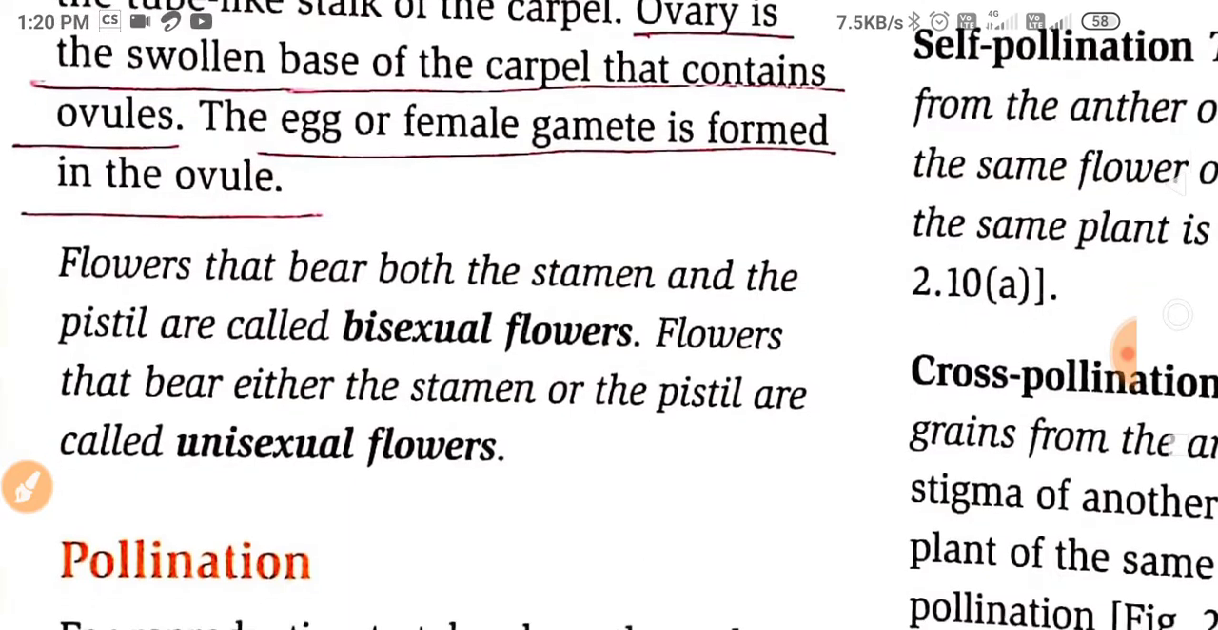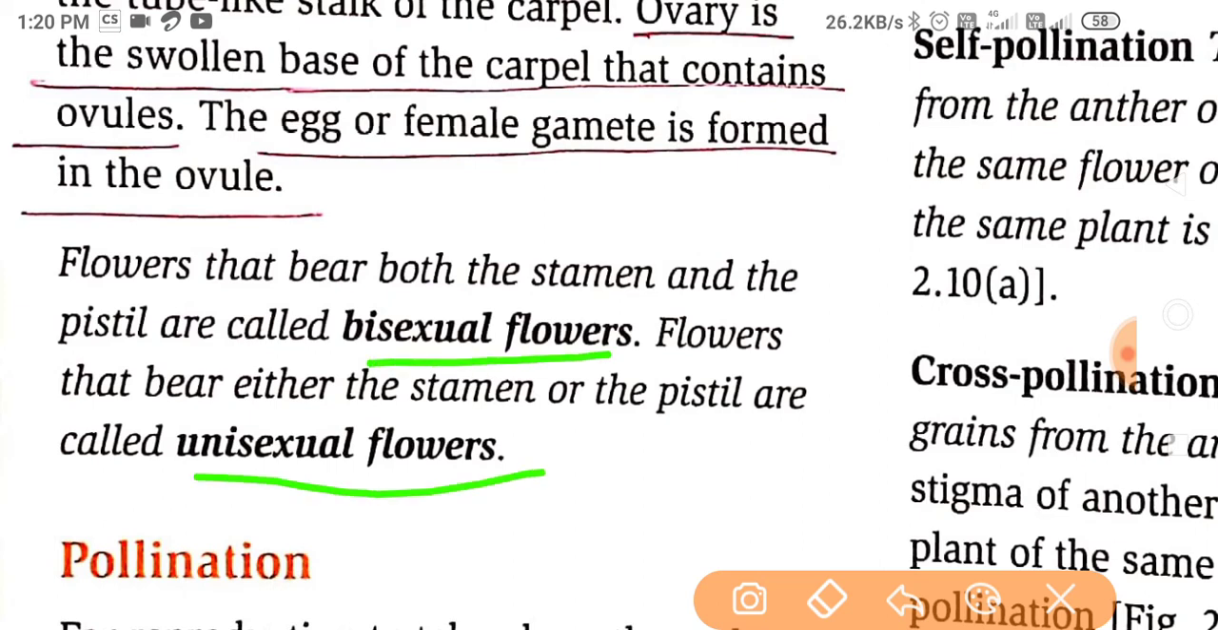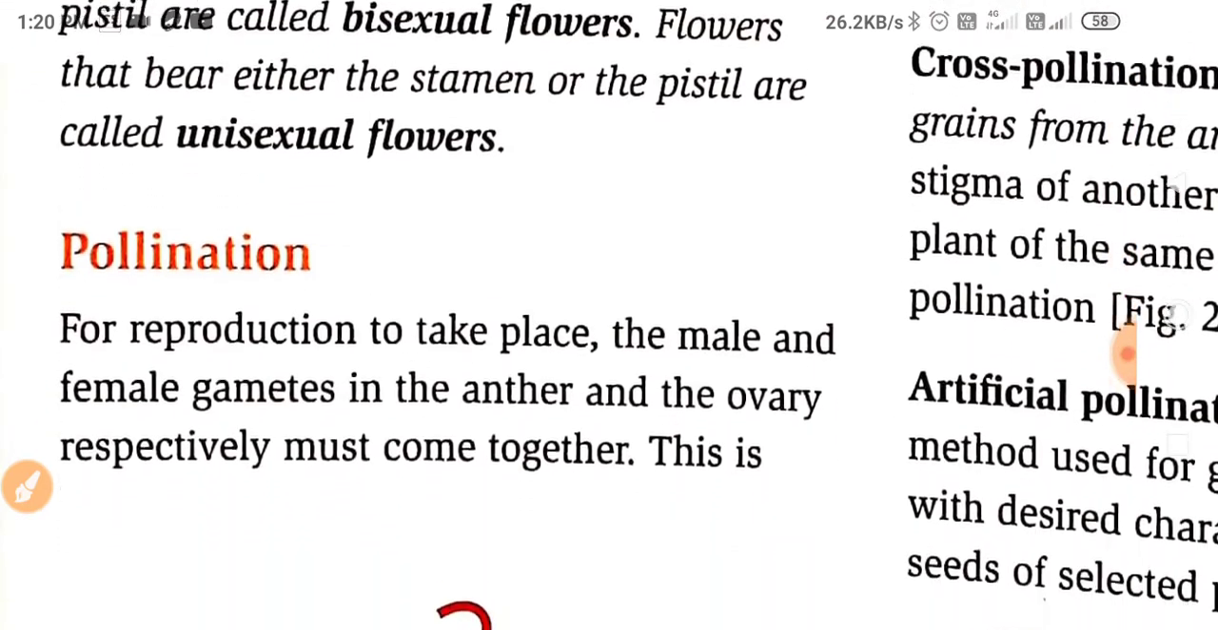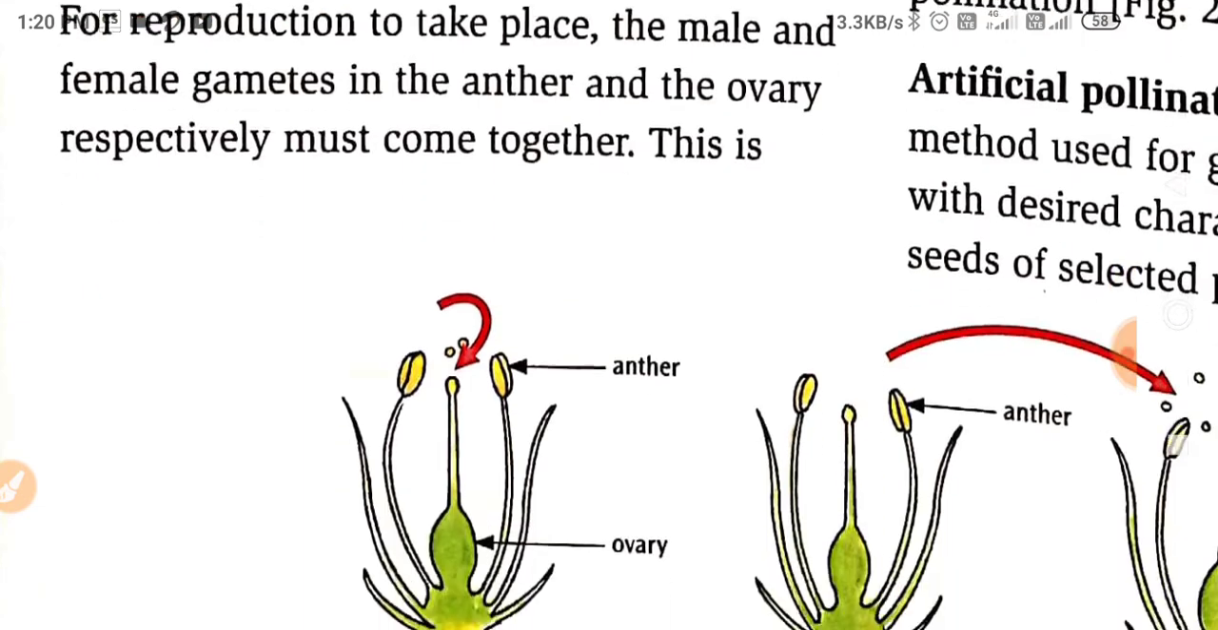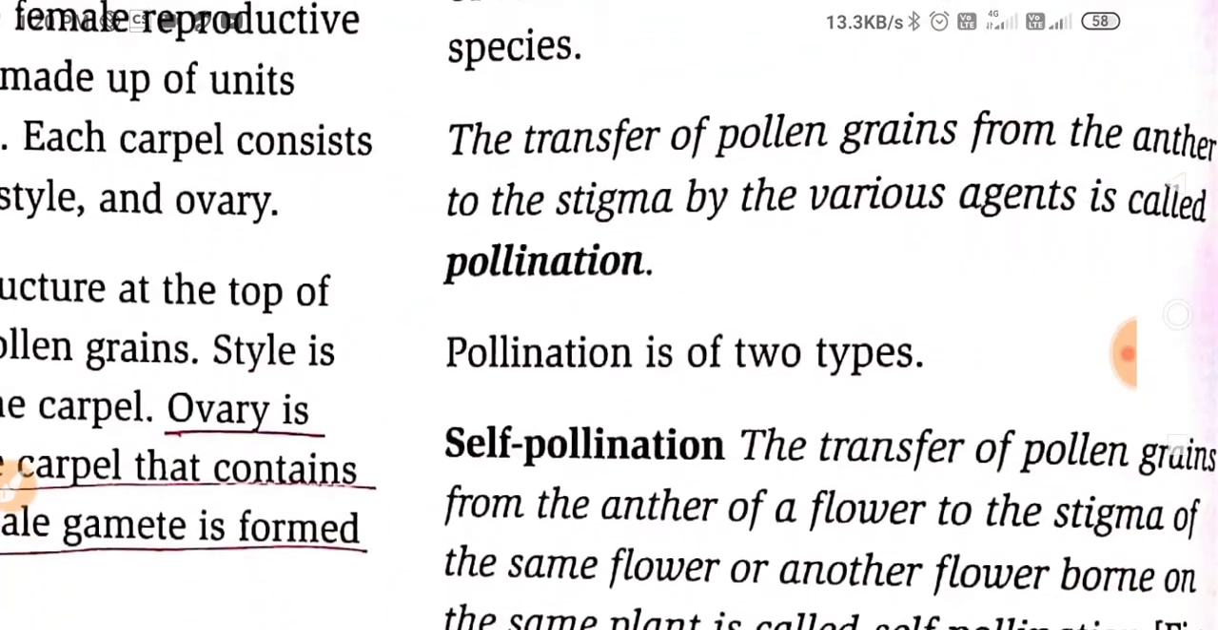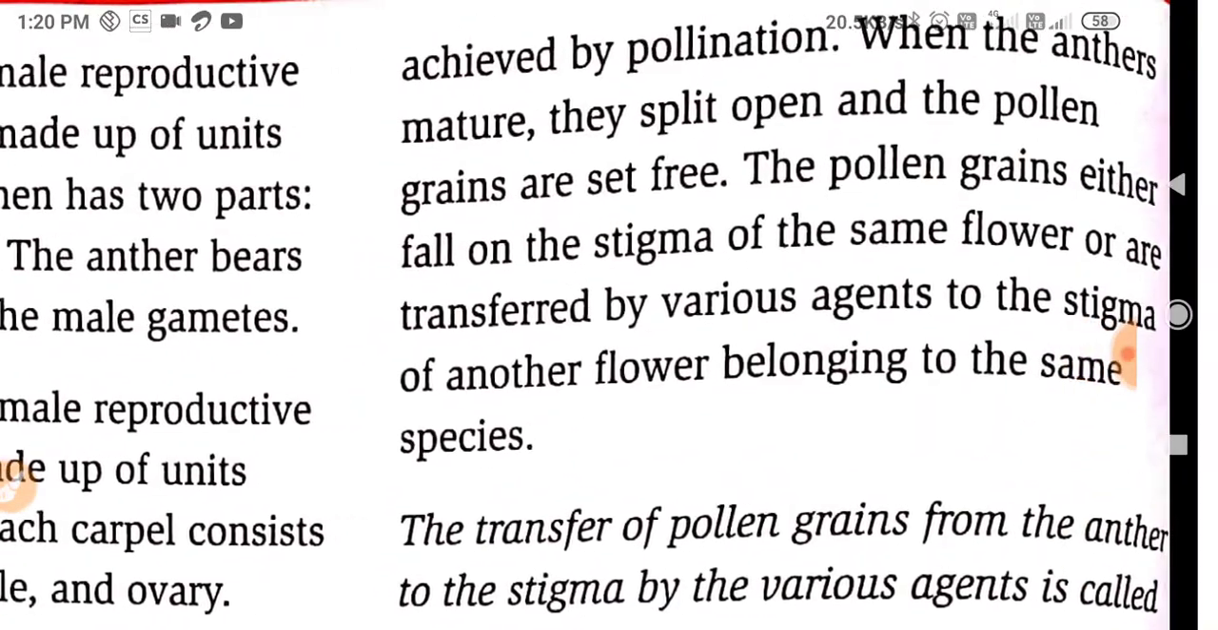So flowers that bear both the stamen and the pistil are called bisexual flowers. Flowers that bear either the stamen or the pistil are called unisexual flowers. Next is pollination. For reproduction to take place, the male and female gametes in the anther and the ovary respectively must come together. This is achieved by pollination.